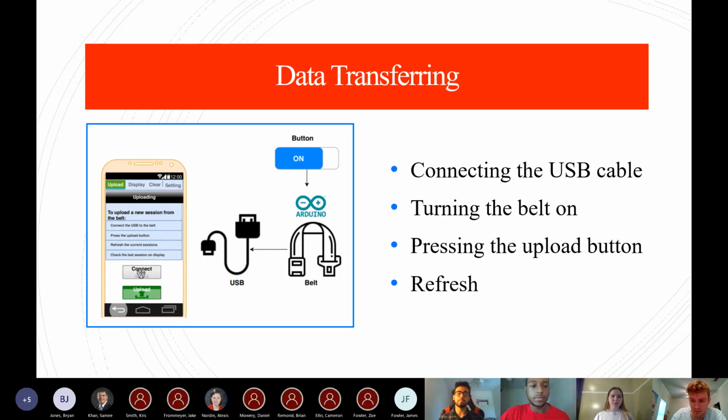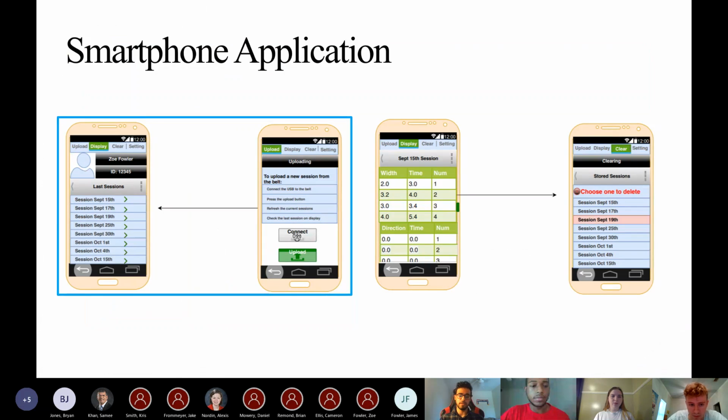Now let's go ahead and explain the smartphone application, how it's going to be. First, we chose a smartphone application over a desktop application because the availability of a smartphone application makes it easier for physical therapists to upload and view data at any point of time, which gives them the option to allow their patients to view or upload the data by themselves at any point of time. So now this is the smartphone application.